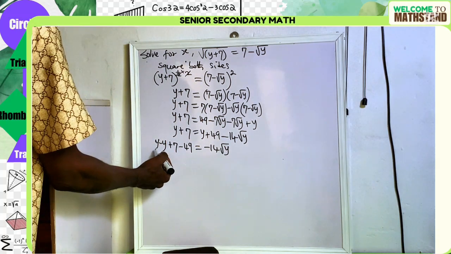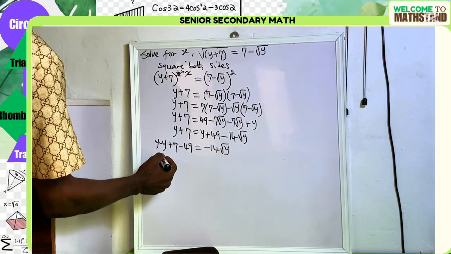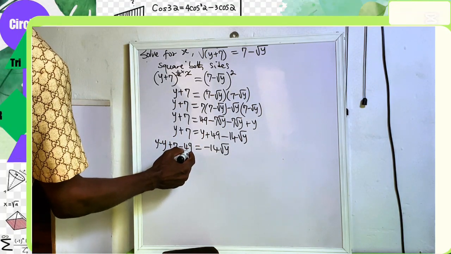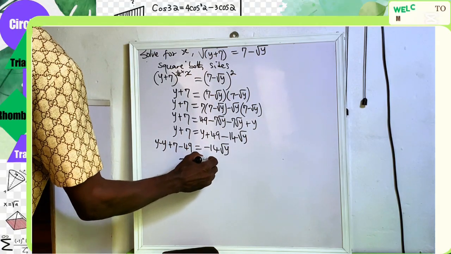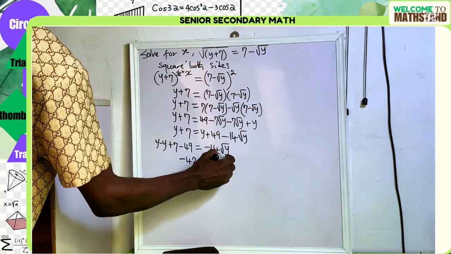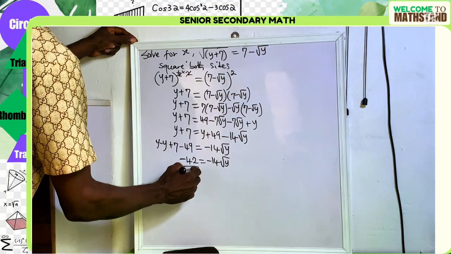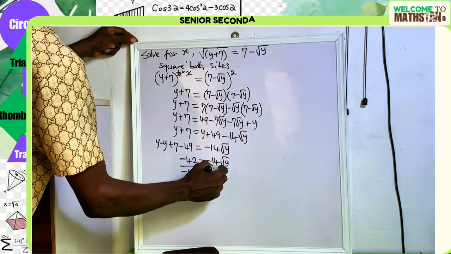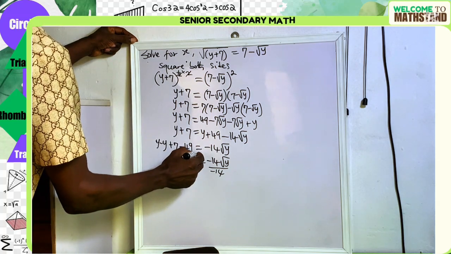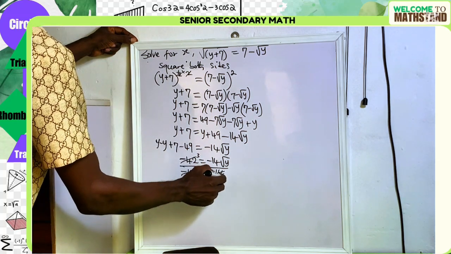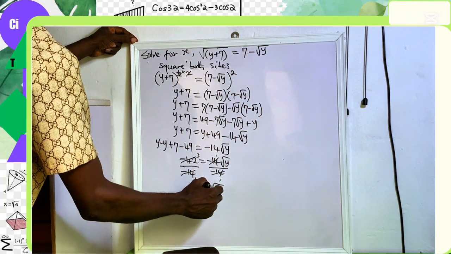So after getting here, this is y minus y, that is gone. That's 0, and 7 minus 49, we have minus 42. Then we have minus 14 square root of y. So divide both sides by minus 14. Coming here, we have 3. Cancel 1, cancel 1, cancel 1. So we now have 3 equals square root of y.